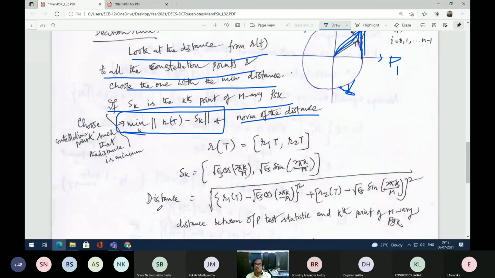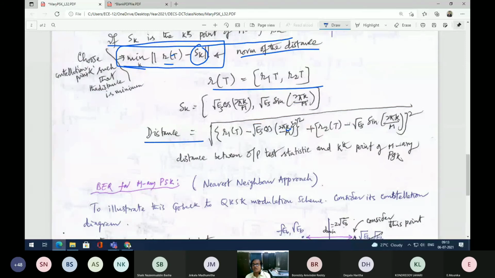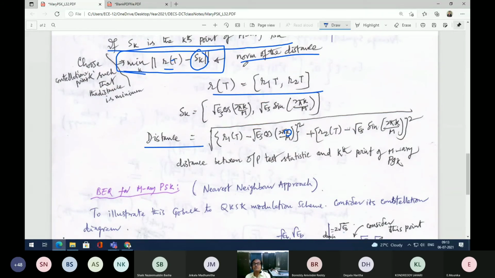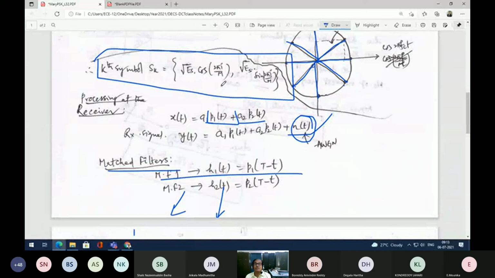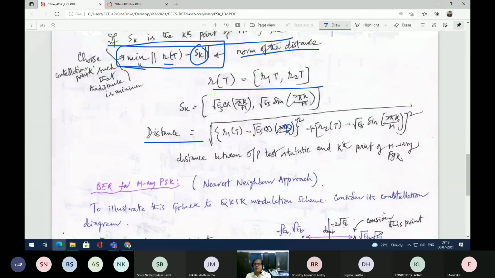So here I'm finding the distance between R of t, which is received, and Sk, any Sk. Actually, it should have been k here; I have written it wrongly. It could also have been the ith symbol. Sk, where k can be any value.